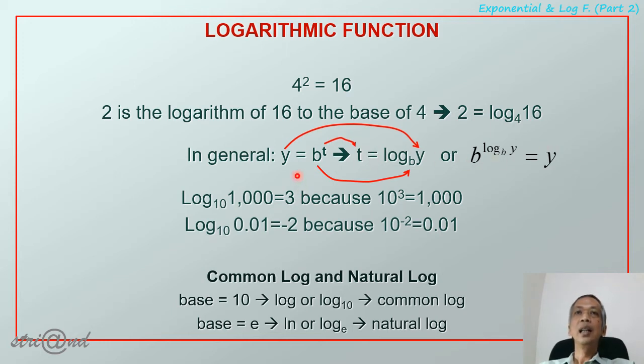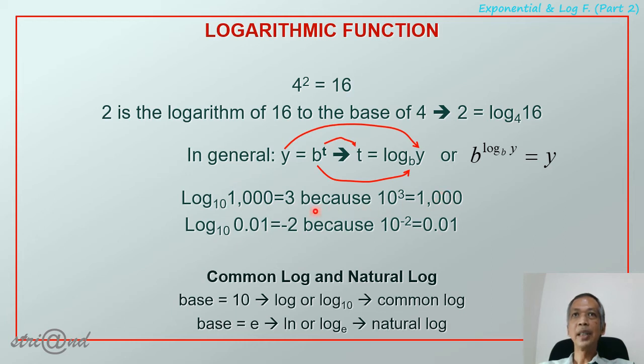Now let's see another example. Now we're going to find the exponential equation from a logarithmic equation. Here we can see 3 is the logarithm of 1000 to the base of 10. This logarithmic equation can be expressed in an exponential equation as follows: the base here is 10, the base in the logarithmic equation, and the 3 here becomes the exponent, equals the 1000 here.